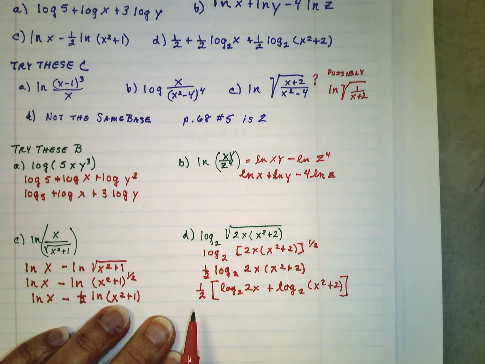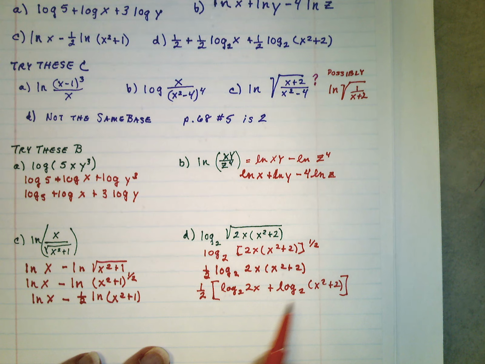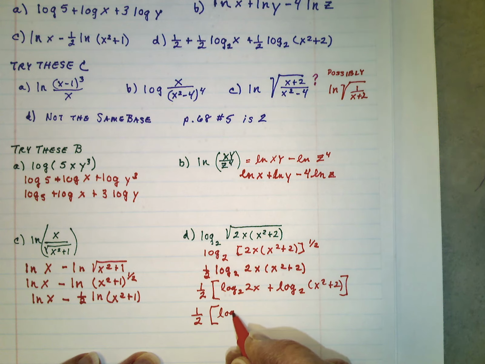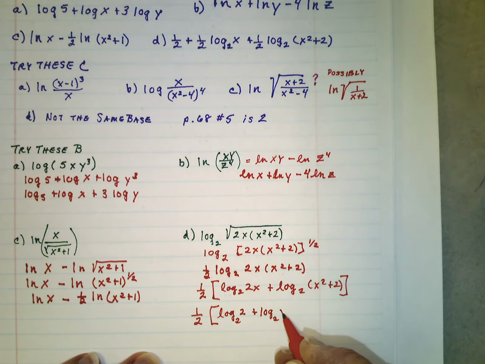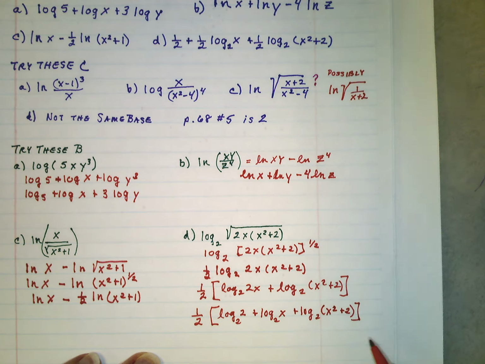Well, now let's see. We can not go much further with that, but this is a multiplication right here, that 2 times x. So it will break up further. So we'll have 1/2 times log base 2 on 2 plus log base 2 on the x plus log base 2 on the x squared plus 1, plus 2, sorry. Whoa.